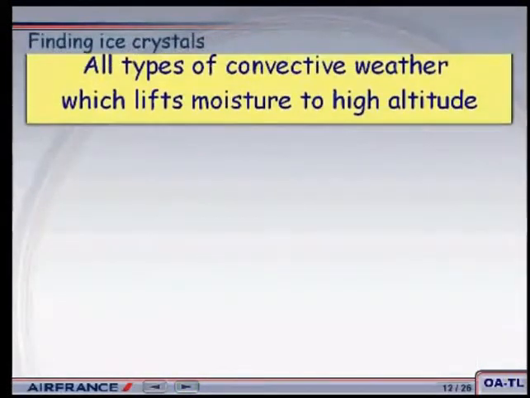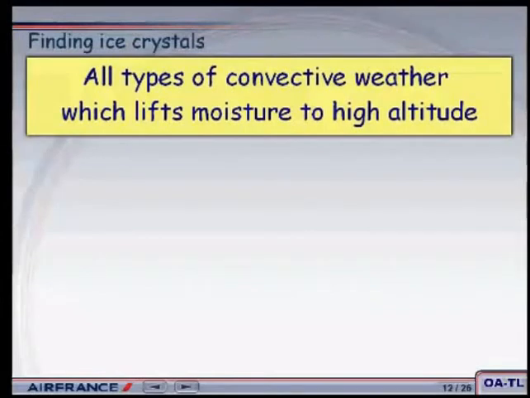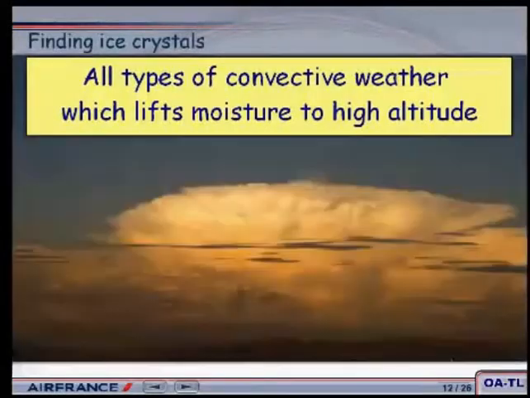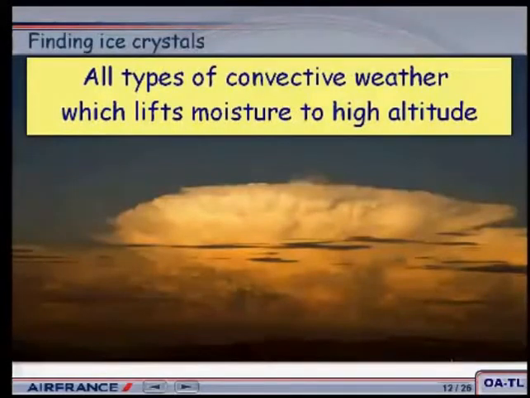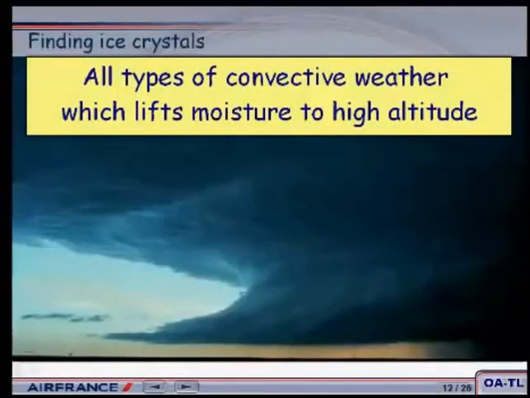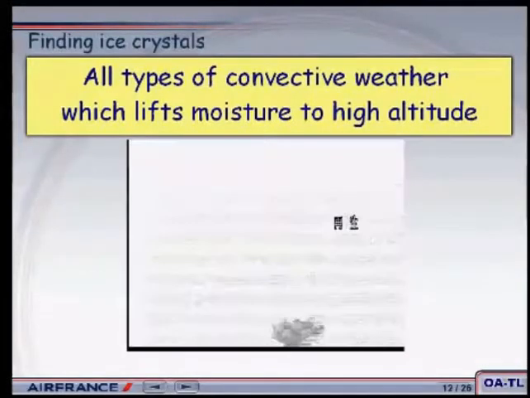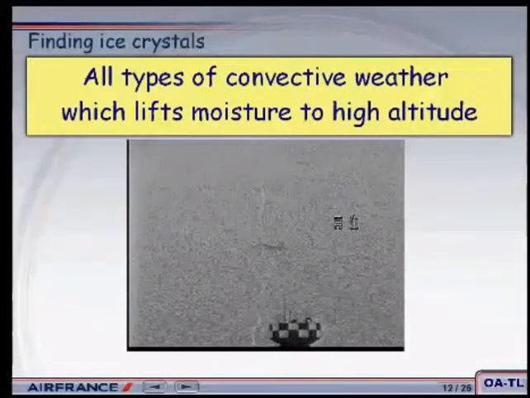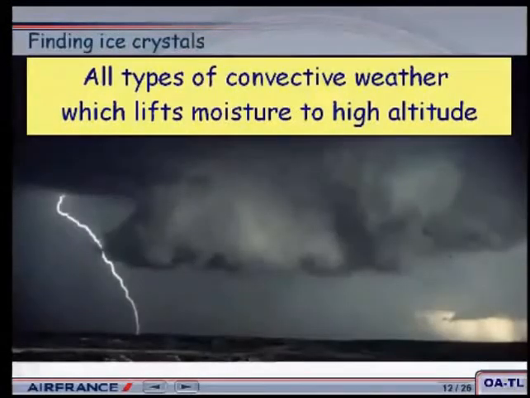How do we recognize clouds with high concentrations of ice crystals? They occur in all types of convective weather, which lifts moisture to high altitude. Sometimes they can be recognized by their anvil shape. Sometimes we can recognize these clouds due to the turbulence or strong wind shear. They may produce lightning. However, these easy-to-recognize features are not present in most of the cases studied.